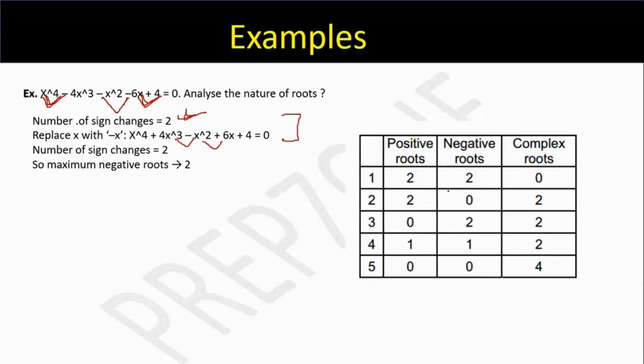But when I have 2 complex, I can have either 2 positive or 2 negative or 1 positive and 1 negative. Or alternatively, I can have all the 4 complexes. So these are the 5 different possibilities of the variants of roots.